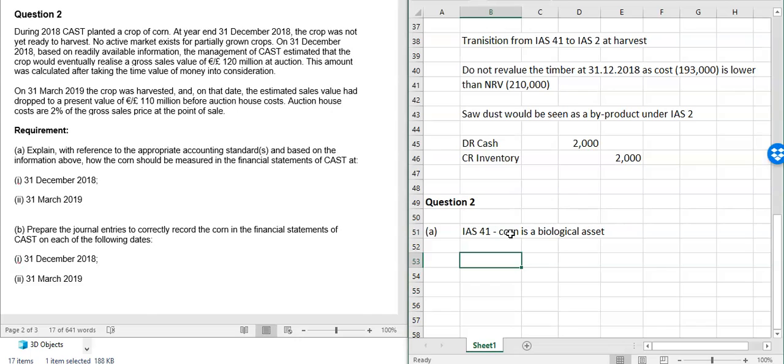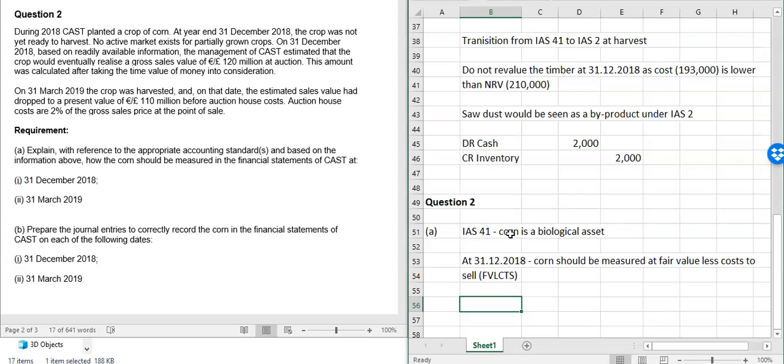So you're looking there, we need to figure out what's the measurement we should measure at the 31st December and the 31st of March. Well, at 31st December 2018, corn should be measured at fair value less cost to sell, which is FVLCTS. So you should measure it at the fair value less cost to sell. So that is important that you understand exactly where it's coming from.